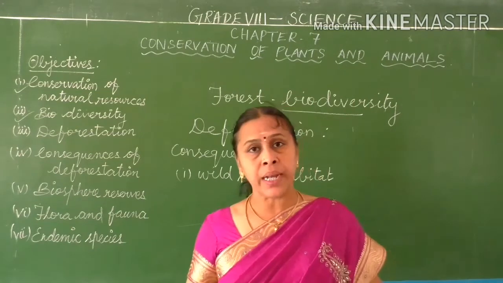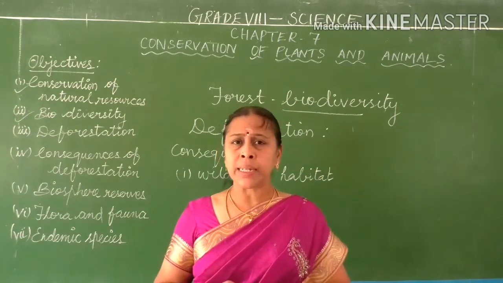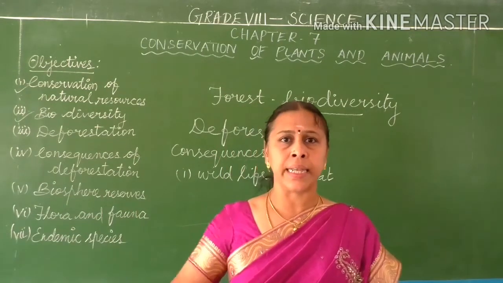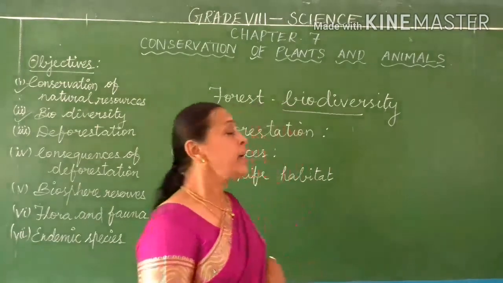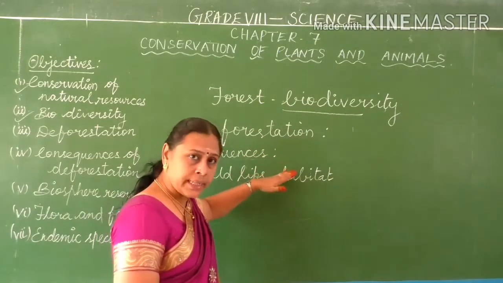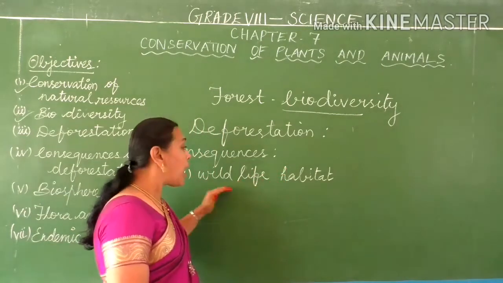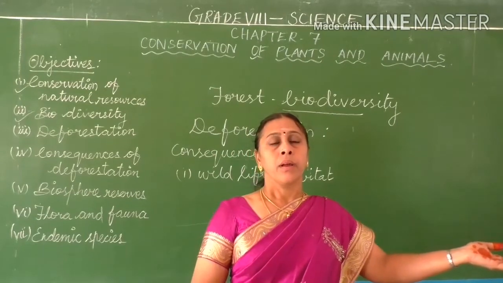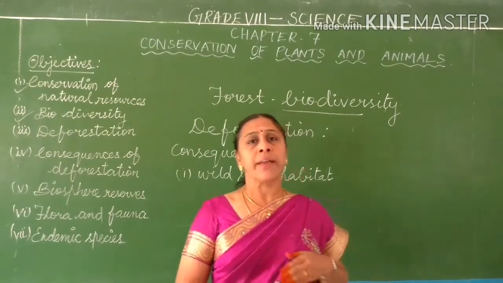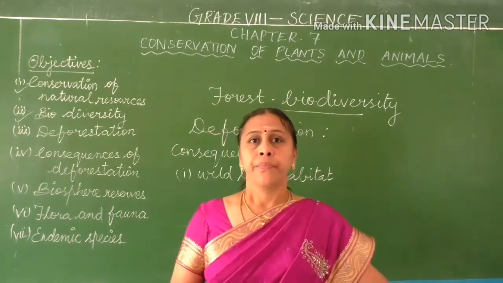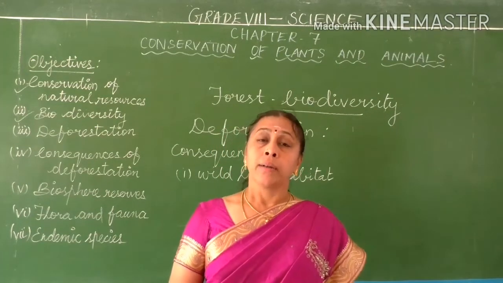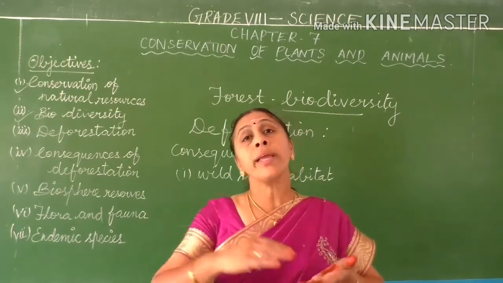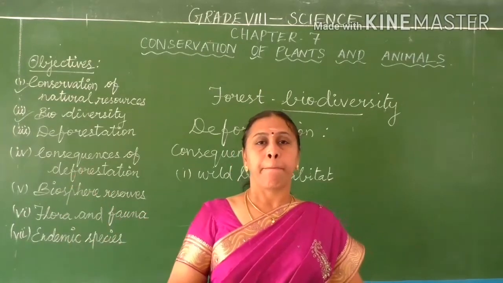Where will wild animals live? Can we see the wild animals near our residential areas? No, only the pet animals we can see. Is it not? But if the forests are destroyed, what will happen? The wildlife habitat will also get destroyed. Naturally, they will enter into our living habitat and we will kill them. Is it not? And if the forests are cut down, soil erosion will take place.